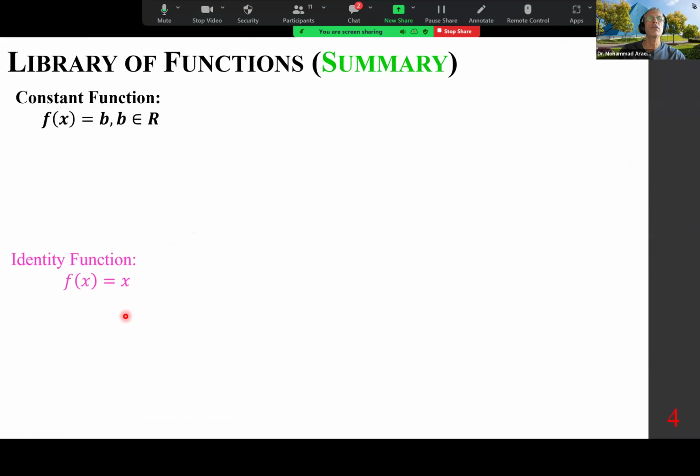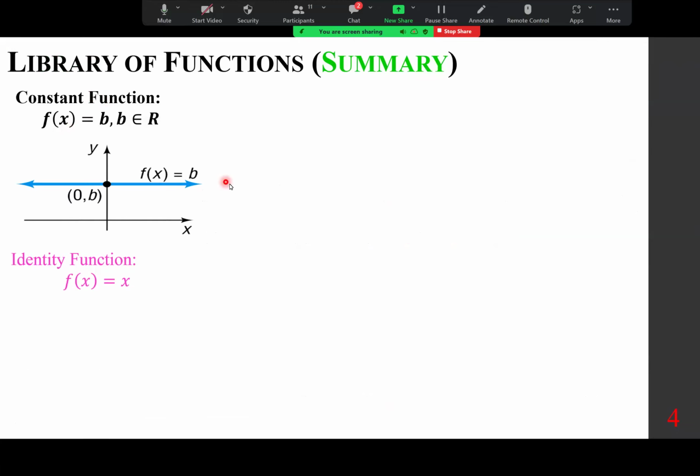Here's the library of functions, the summary. The constant function, f of x or y equals b, where b is a real number, looks like this. So y, or f of x, equals b. It has a y-intercept at (0, b). There is no x-intercept. The domain is all real numbers from negative to positive infinity.